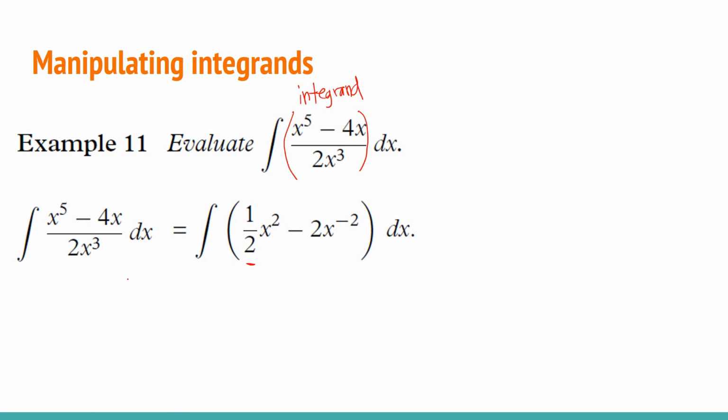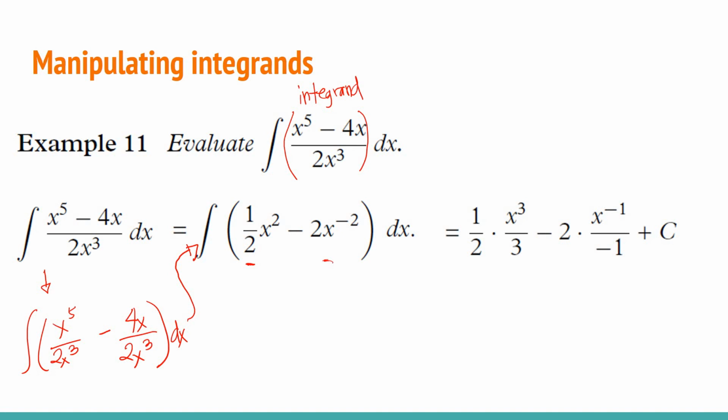So this will be x raised to the power of 5 divided by 2x cubed minus 4x divided by 2x cubed dx. And then after this one is this part. The integral of 1/2 x squared minus 2x to the negative 2 dx. Okay. So 1/2 times x cubed divided by 3.